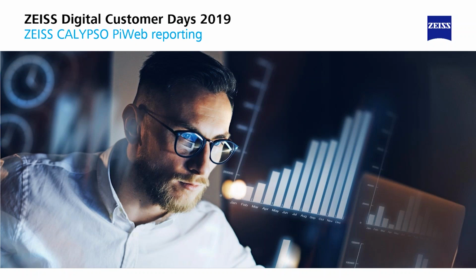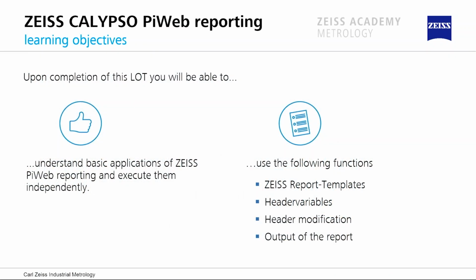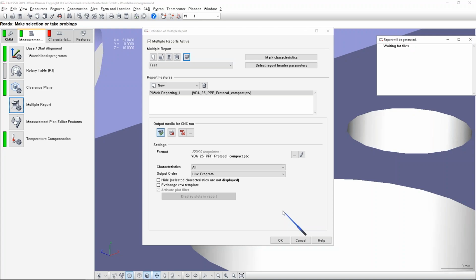And now we are going to talk about what we are going to do today. What are we going to do today? You can see it in the slide on your monitor. We are going to talk about the ZEISS report templates, the header variables, header modification, and of course the output of the report. We also want to talk about integrating your own company logo to the PiWeb protocol header.